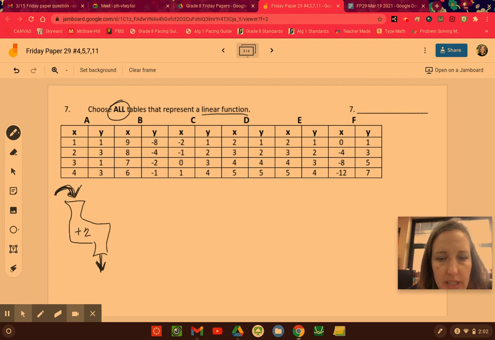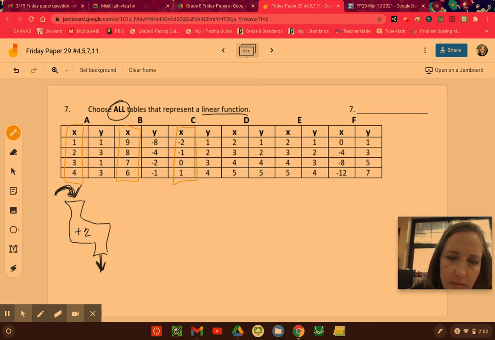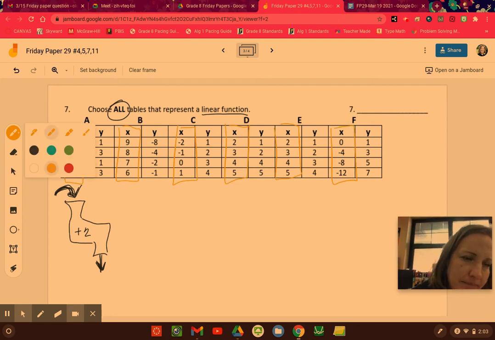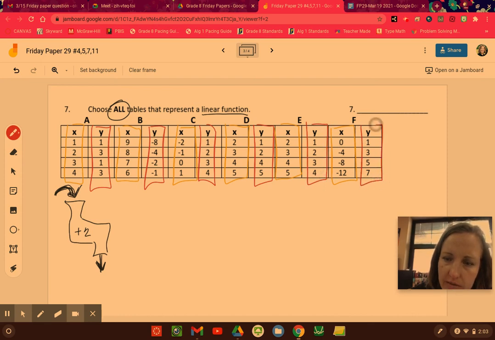So let's just glance over our tables. I'm just going to color code them. These are my x values, right? I know this is kind of smushed together. It was just done quickly on a spreadsheet, and so it's not very nice. So these red ones are my y values. The yellow ones are my x values, right?